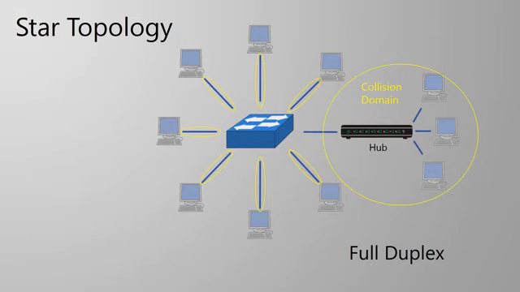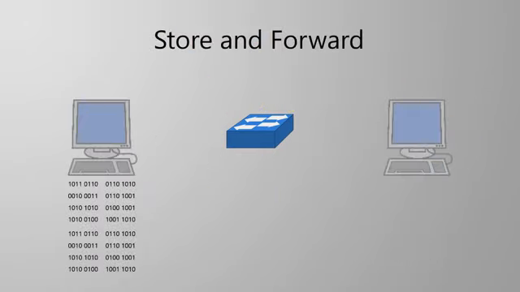It's still half duplex and so on. The important thing to learn from this is don't use hubs, use switches. The switches handle frames in 3 different possible ways.